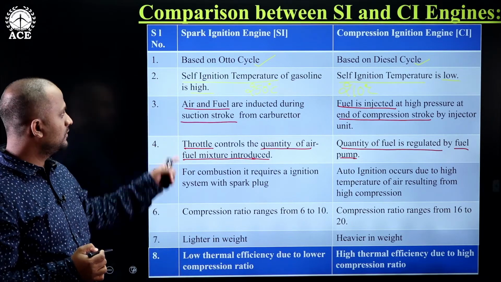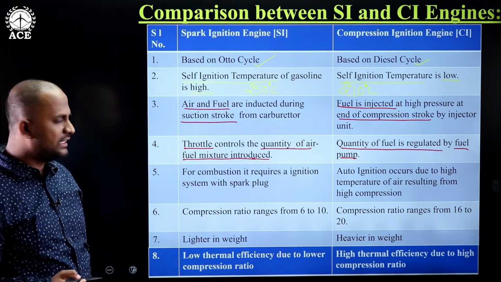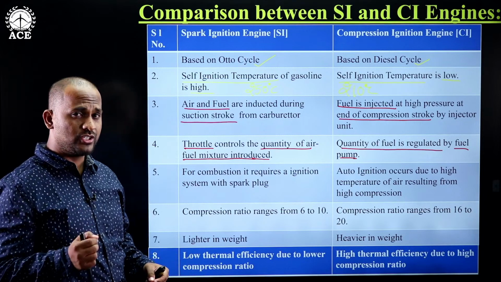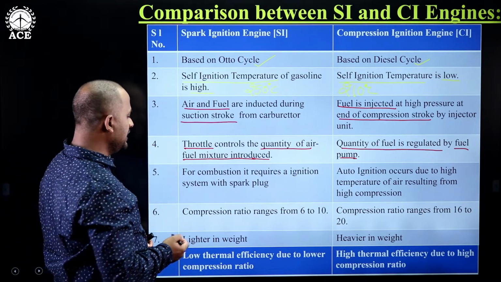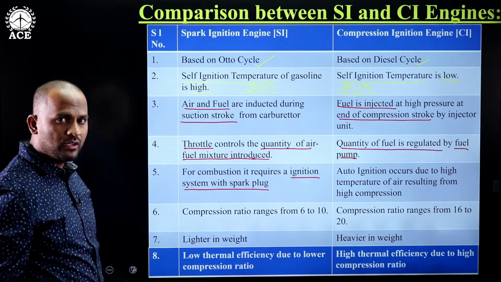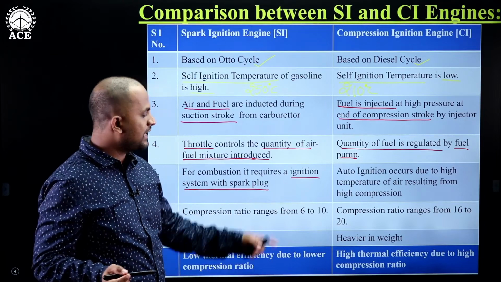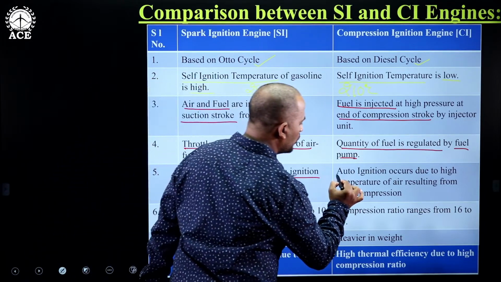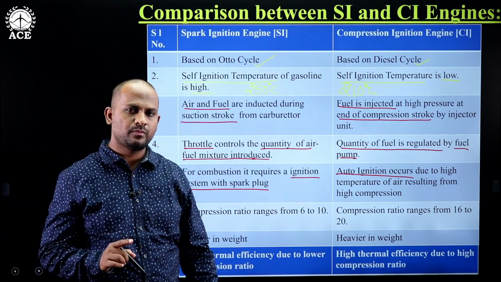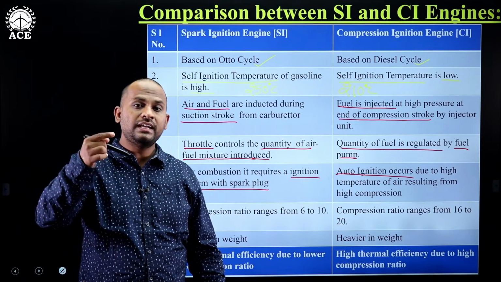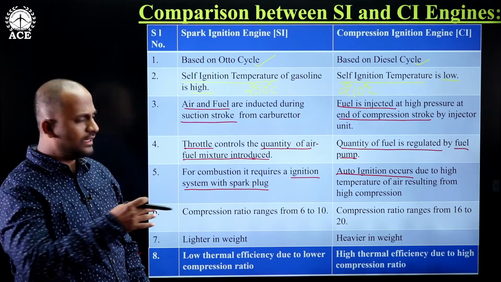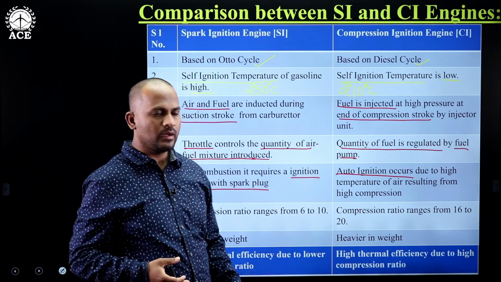Now coming to the next point: in a spark ignition engine, for the ignition of the charge, we need a separate ignition system with a spark plug. Whereas in the case of CI engines, auto ignition occurs. Auto ignition occurs because in the combustion process the temperature will be greater than the self-ignition temperature of the diesel in compression ignition engines. So definitely the auto ignition happens because of their compression ratios.